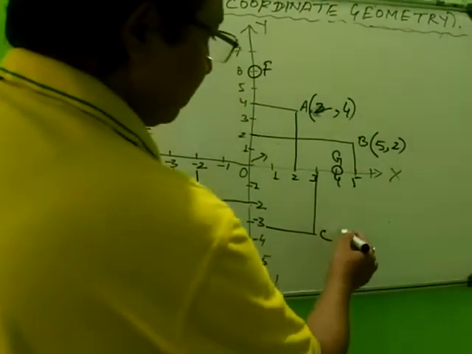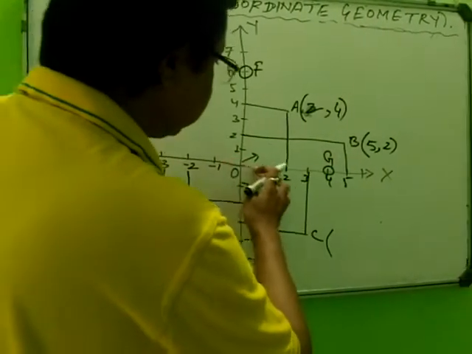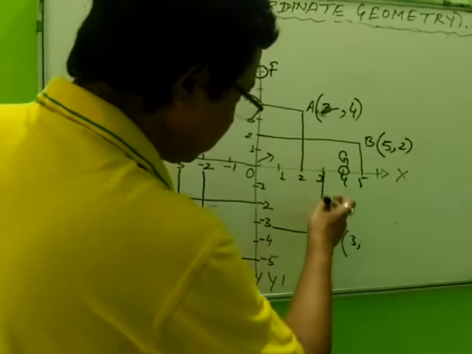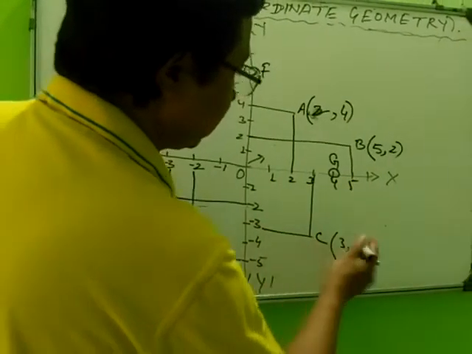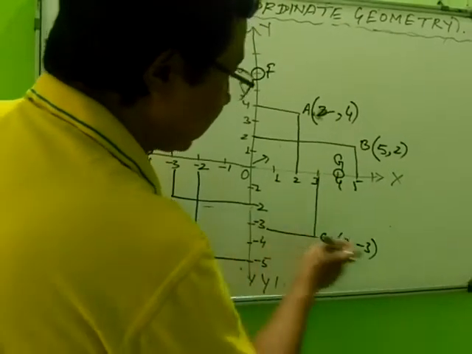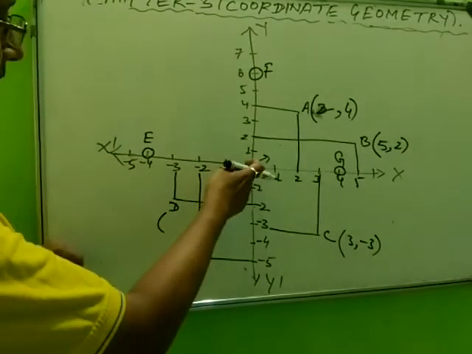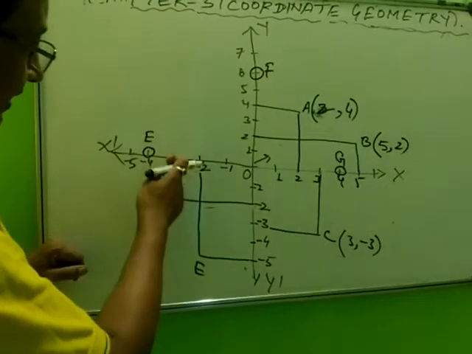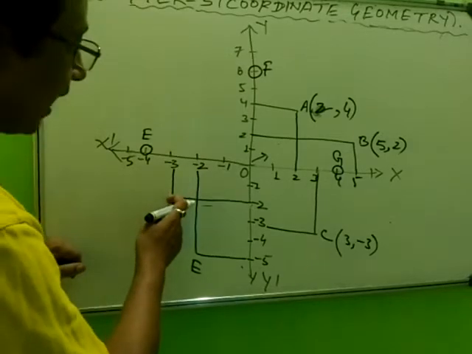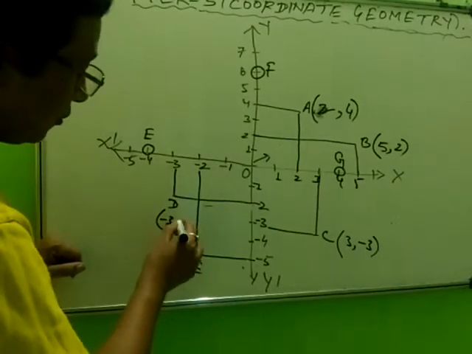Let us take point C. X is 3, this is the x-axis, y-axis. So corresponding to x is 3, y is minus 3. Let us take point D. Here x is minus 3, and y is minus 2.